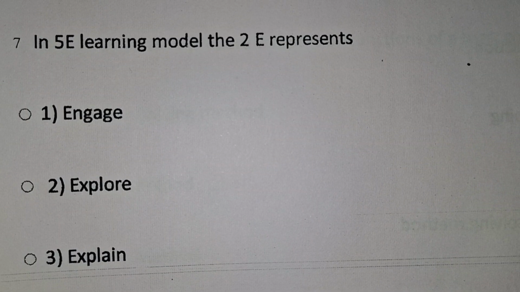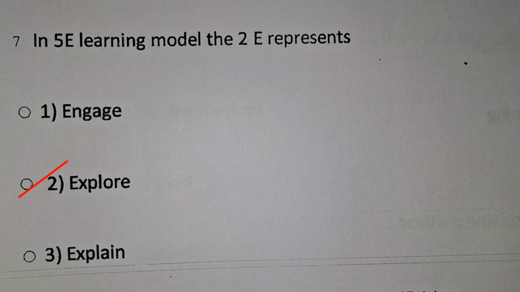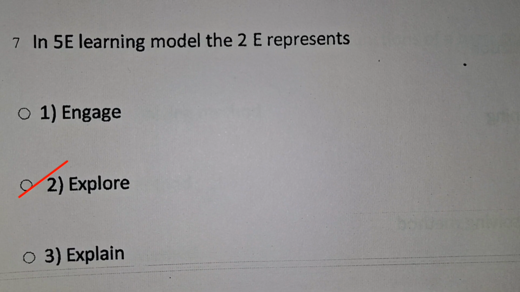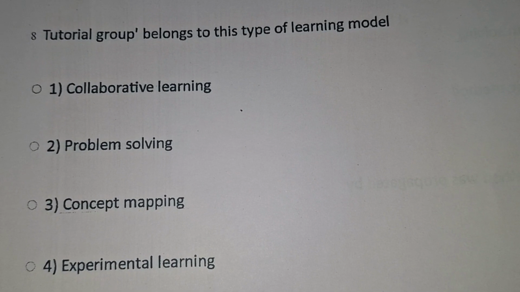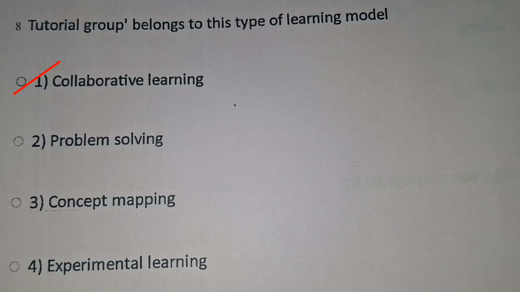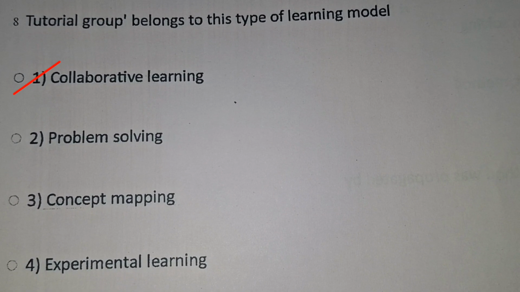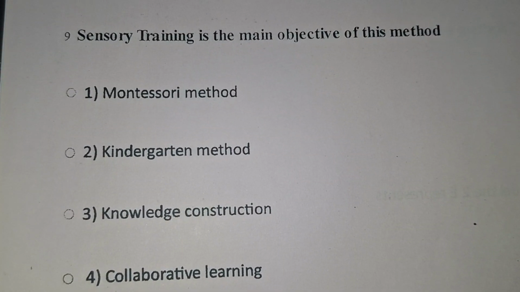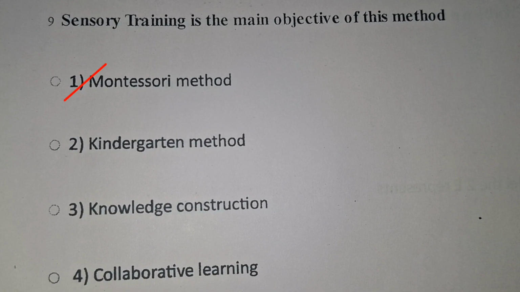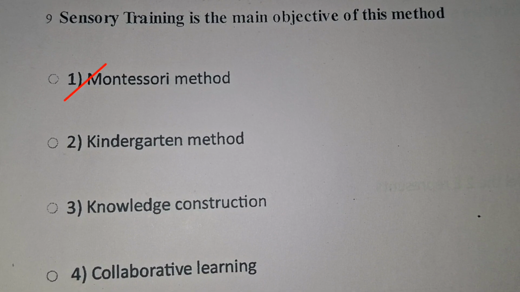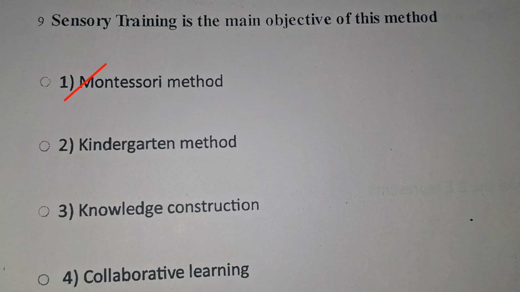Next one, in 5E learning model, the second E represents explore. In the 5E learning model, the stages are engage, explore, explain, elaborate, evaluate. Next one, tutorial group belongs to this type of learning model, collaborative learning. The tutorial group involves learning in small groups, interaction, discussion and sharing ideas, cooperation among learners with guidance from a teacher. Next one, sensory training is the main objective of this method. Montessori method. Maria Montessori emphasized training the 5 senses: sight, touch, hearing, taste, smell to develop intelligence.